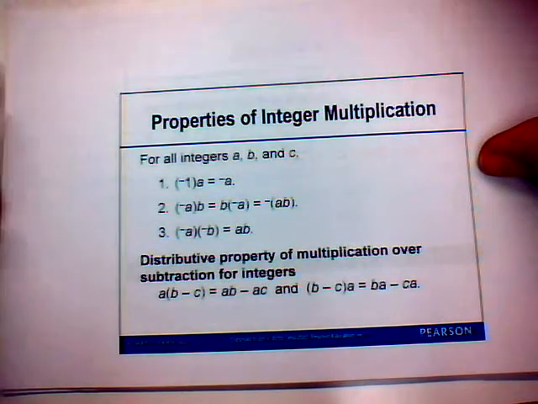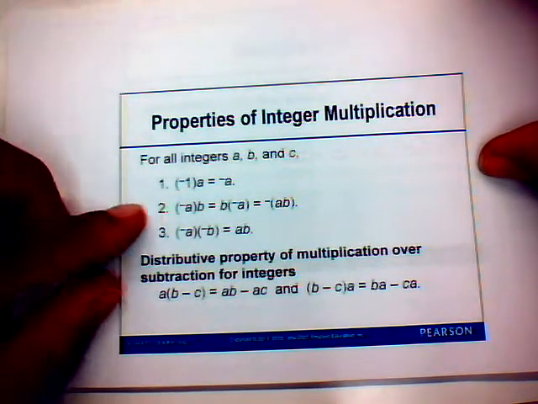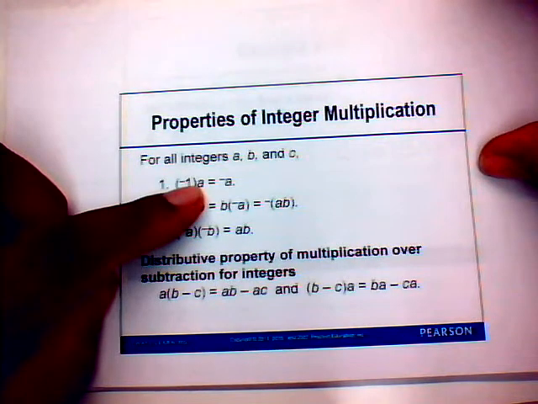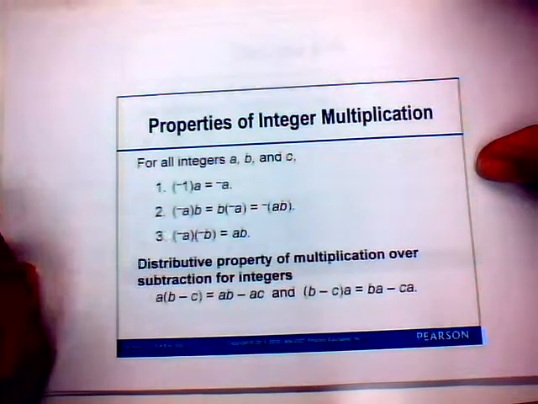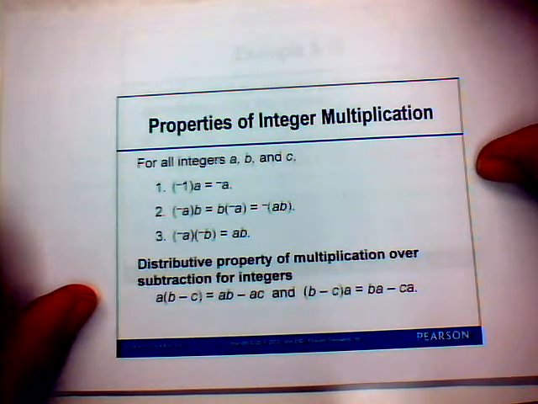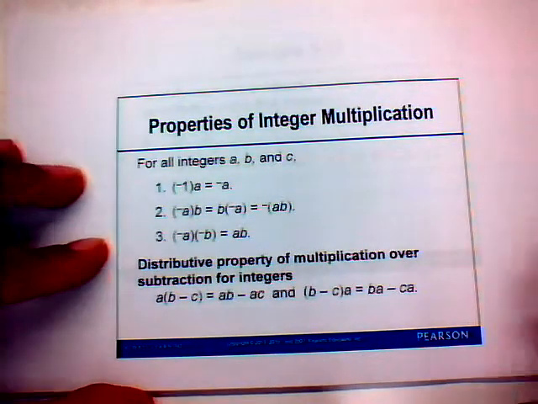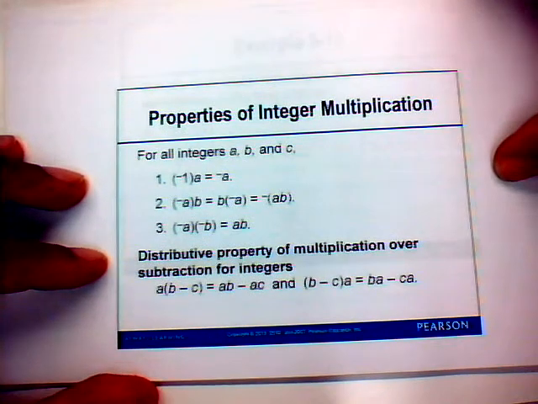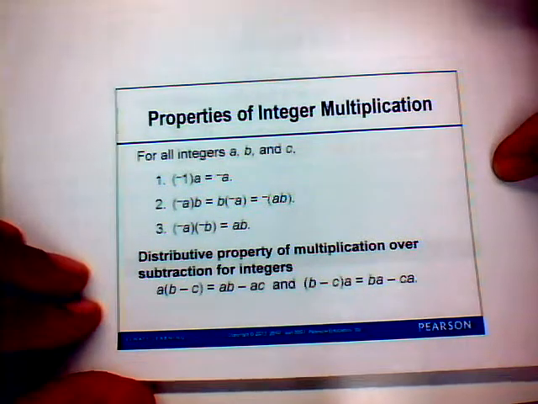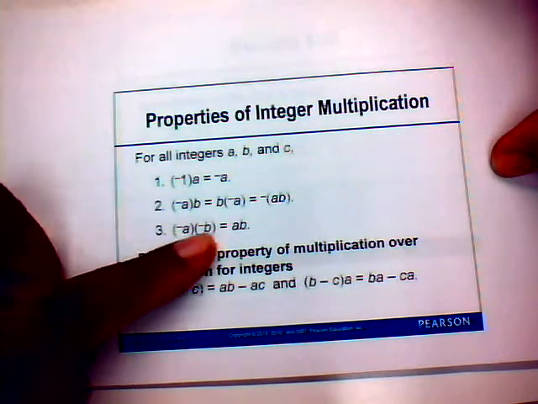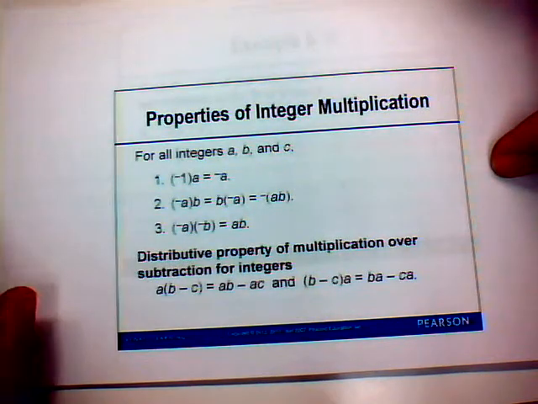Okay, more properties of integer multiplication. For all integers a, b, and c, negative 1 times a will be negative a. The second one, negative a times b, is the same as b times negative a, which is equal to the opposite of the product of a and b. And then number 3, negative a times negative b would simply be ab, as we're multiplying two integers with like signs, so it's going to be positive.